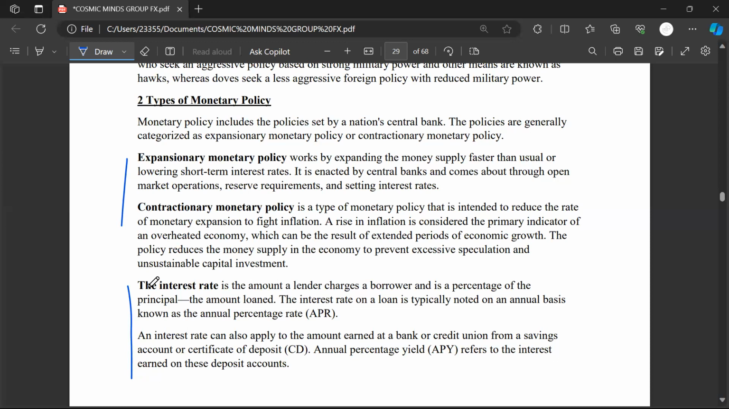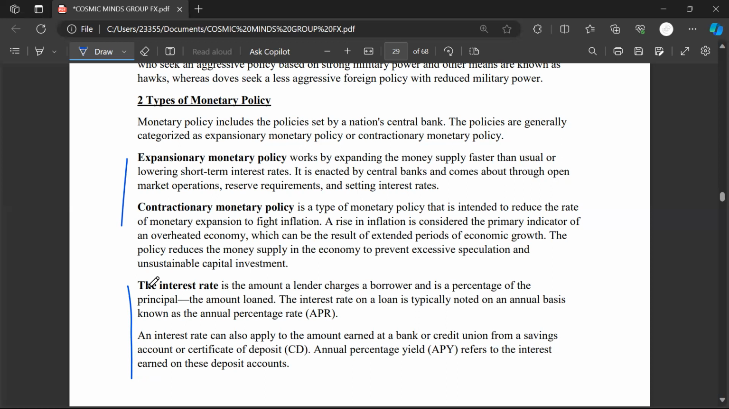An interest rate can also apply to the amount earned at a bank or credit union from a savings account or certificate of deposit, CD. An annual percentage yield, APY, refers to the interest earned on these deposit accounts. So interest rates can be used in two ways. In the first definition, the rate is calculated as a percentage.